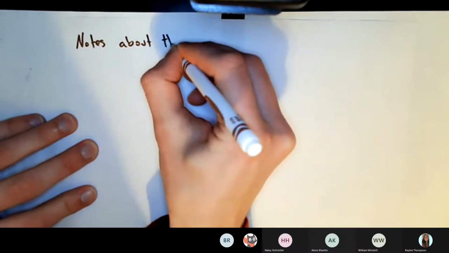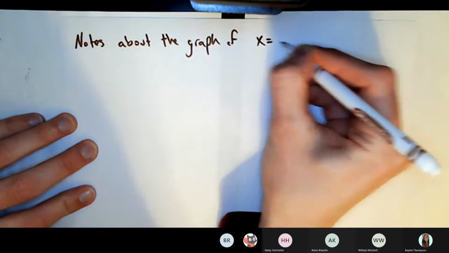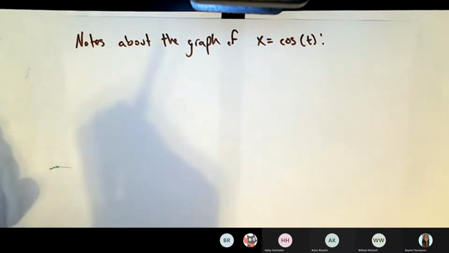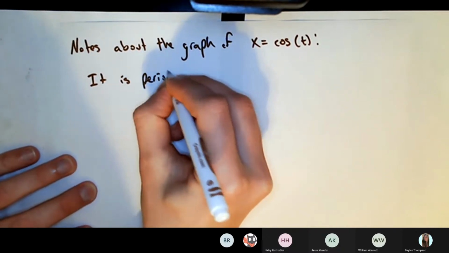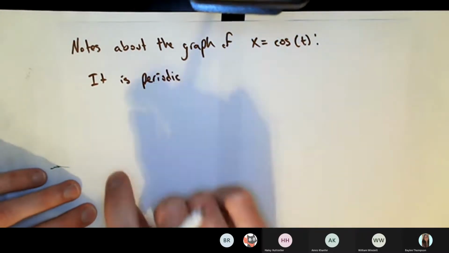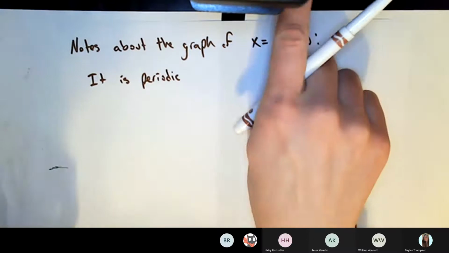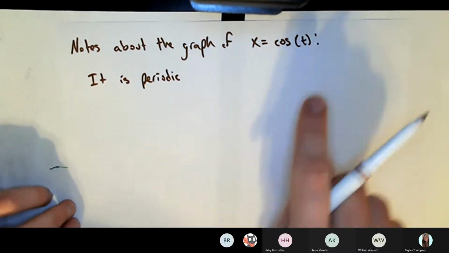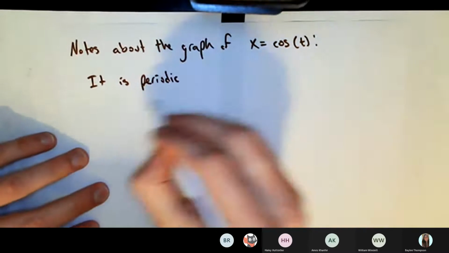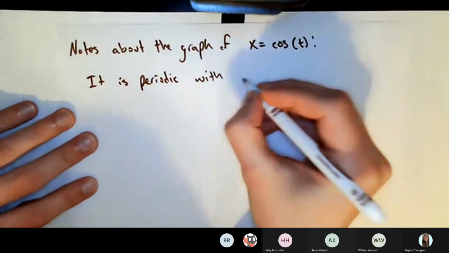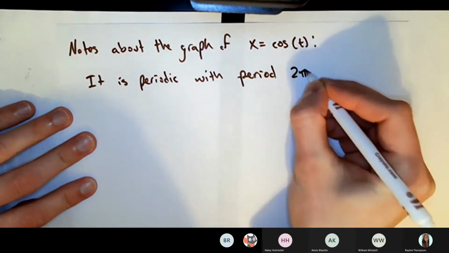Some notes about this graph. It is periodic, meaning it repeats. It's not like a polynomial graph, right? A polynomial graph shoots off to infinity in either direction, and it just blows up at some point. It might do a few little loops, but then it either extends off to infinity or negative infinity. But a cosine graph is periodic, meaning it repeats, and it has period 2 pi. That means it repeats every 2 pi.